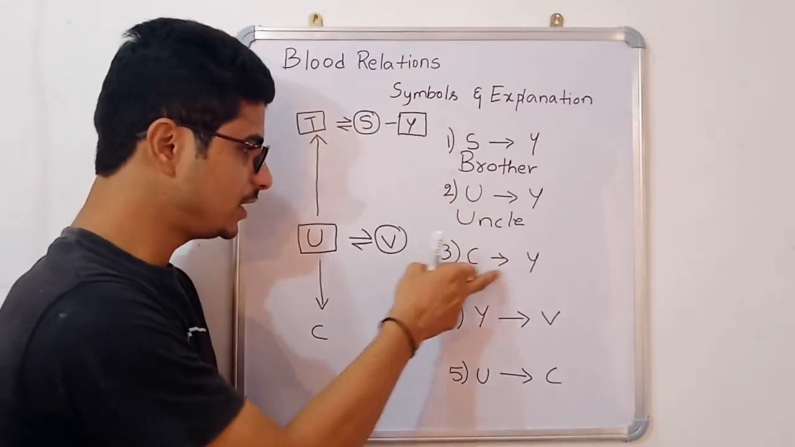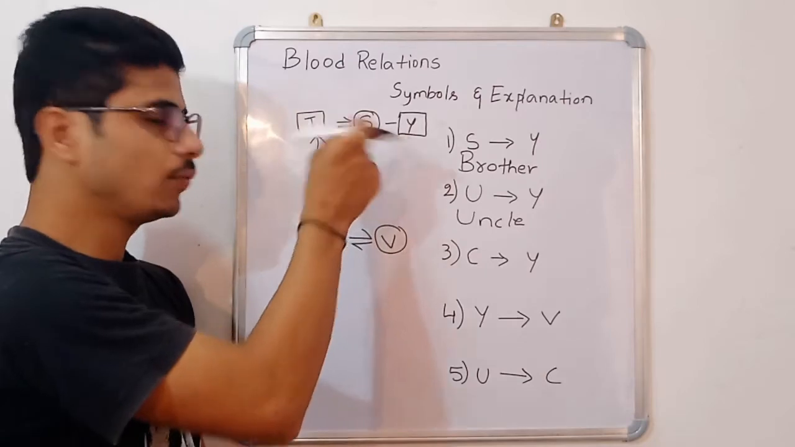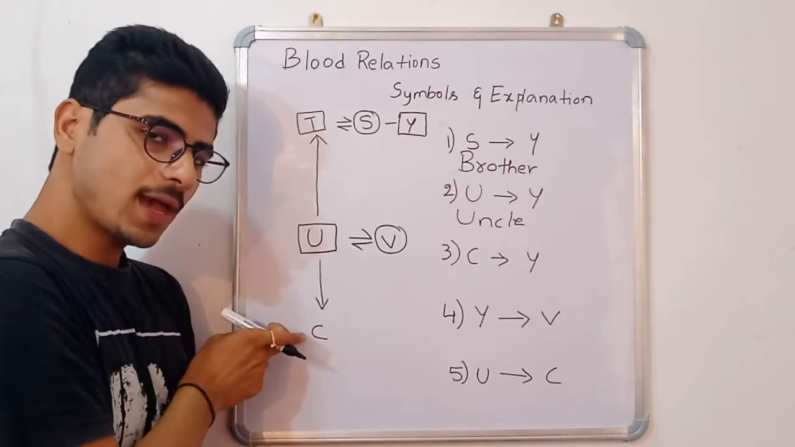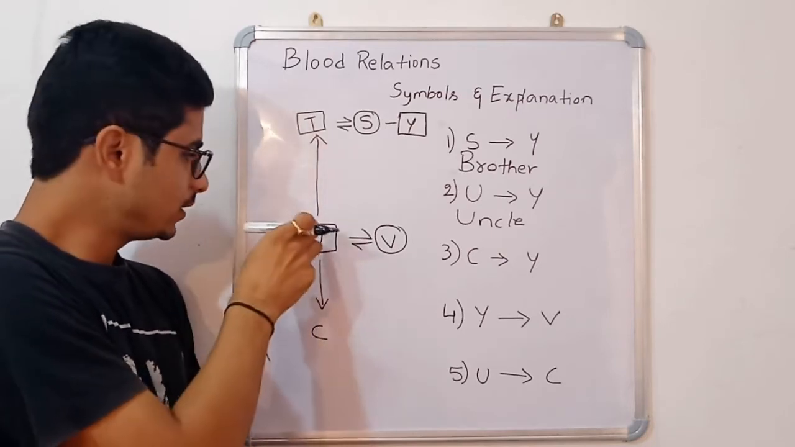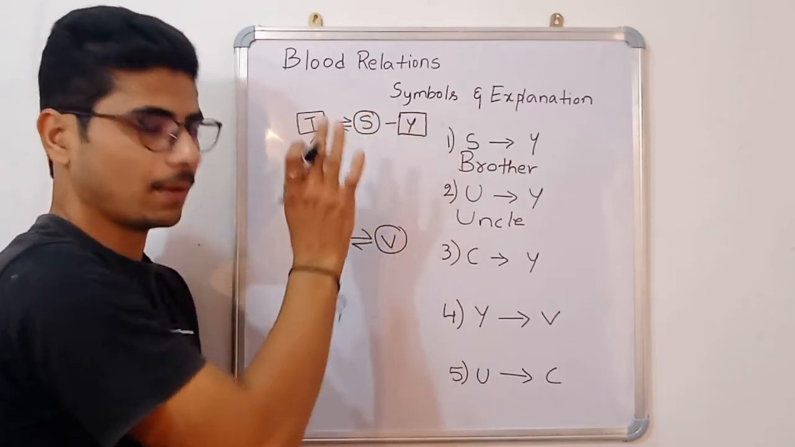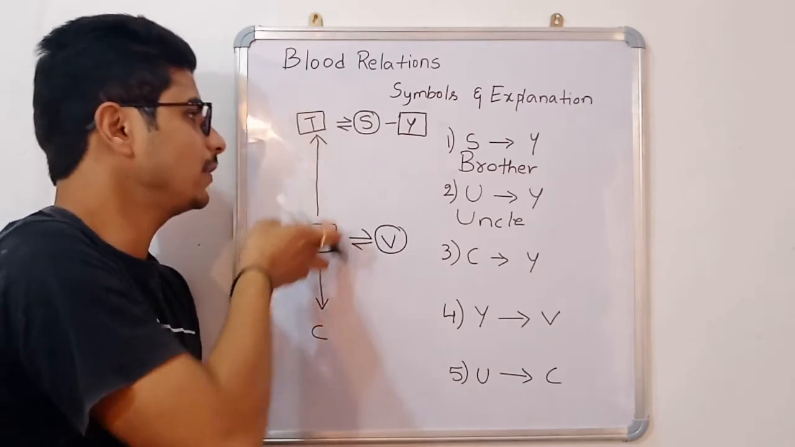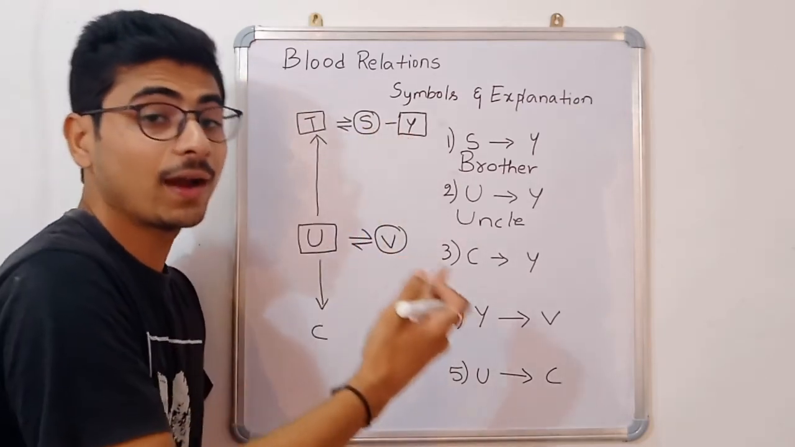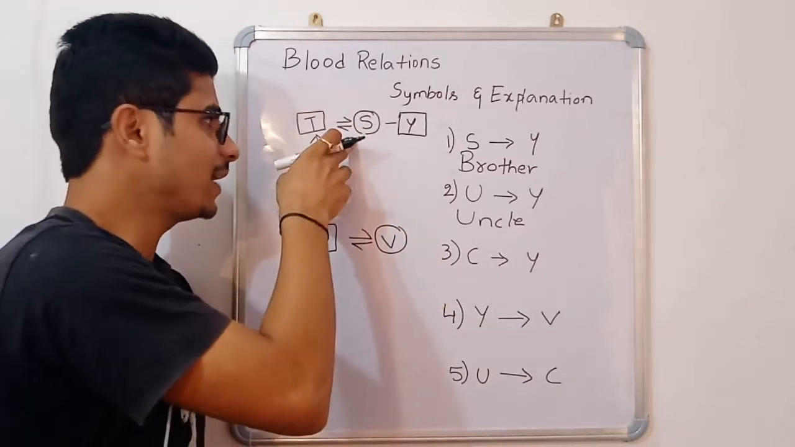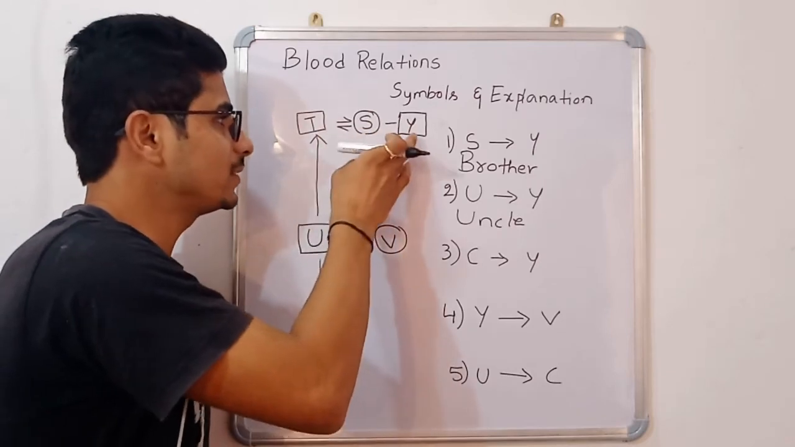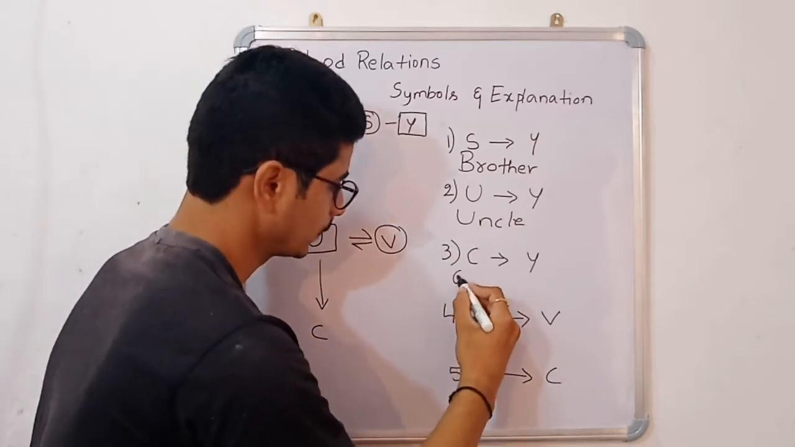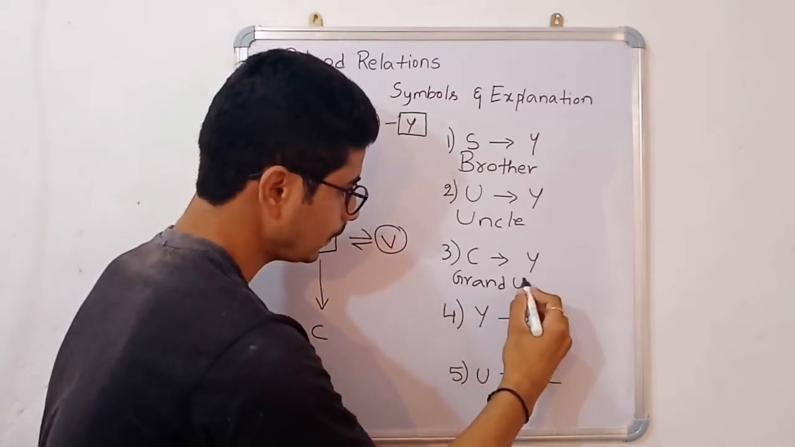We need to see from C to Y, right? From C to Y. So C has a father who is U. This U has a father and mother, right? His mother has a brother. So C needs to call his father's mother's brother a grand uncle, right? So C will call S grandmother, right? So grandmother's brother is a grand uncle. Okay, this is one of the important questions. So grand uncle.